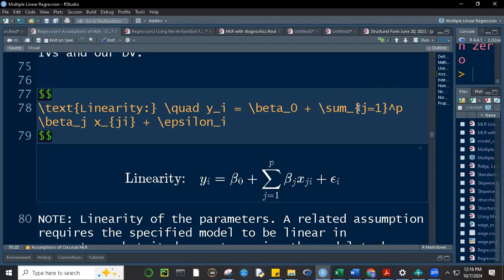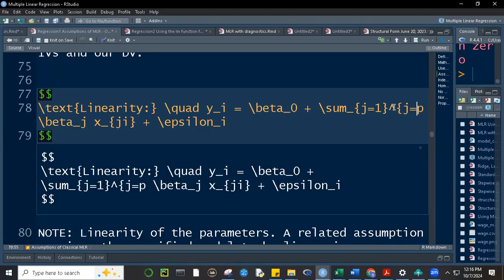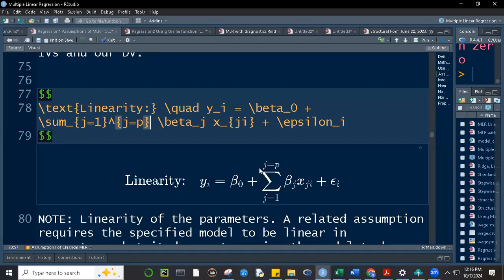Sum, underscore, then this is our lower limit, j is equal to 1, caret p. I can also put here, open brace, j is equal to p. See, class? From j equal to 1 up to j equal to p. This is it. Sum underscore and then that. Actually, it's easy, class. Of course, it's a matter of familiarization.